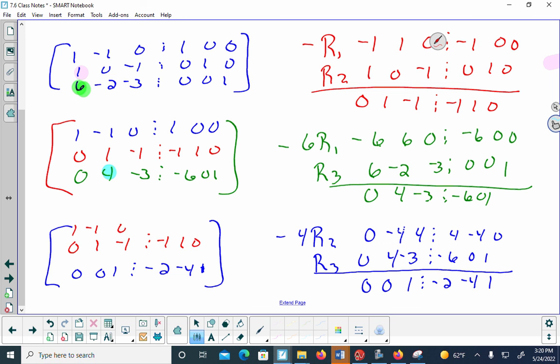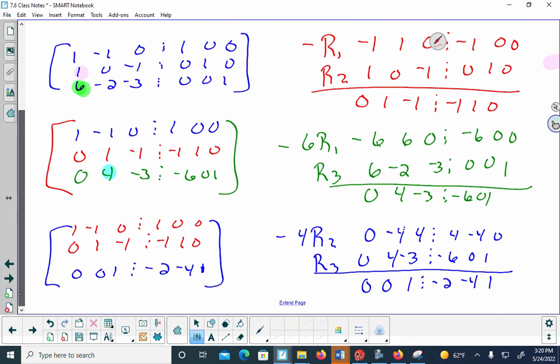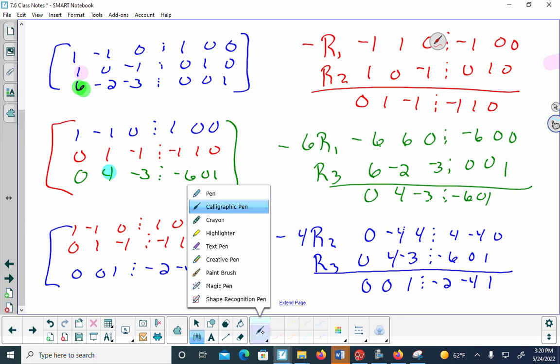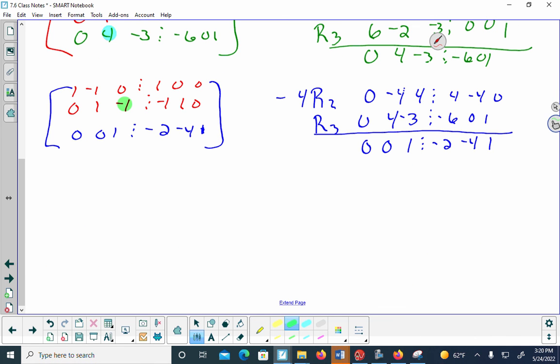And I'll change them this time. Now, according to my pattern, I'm going to do row 2 and row 3 to eliminate my Z. So I want to eliminate this Z here. So I just have to add those two rows together. And I'm just going to copy down all this on this page.